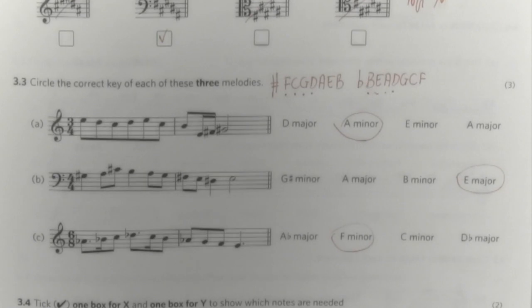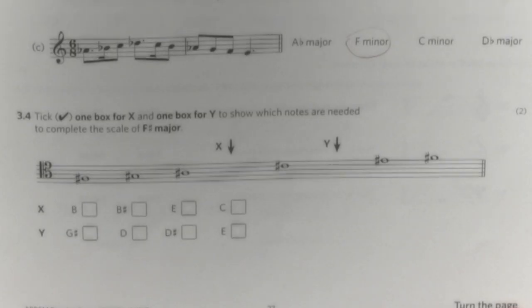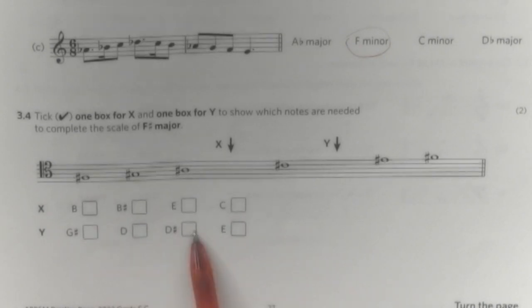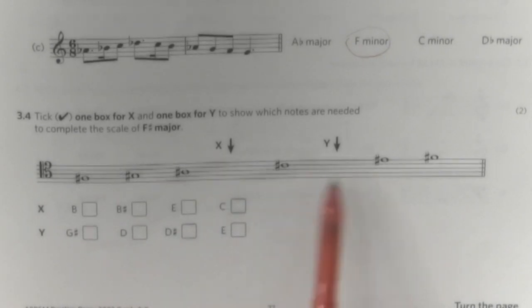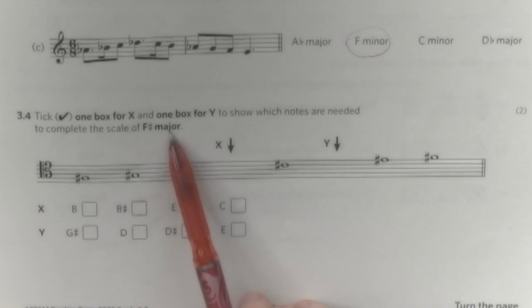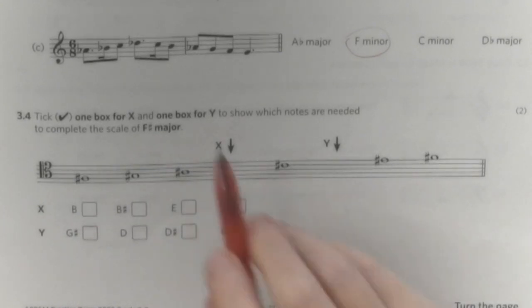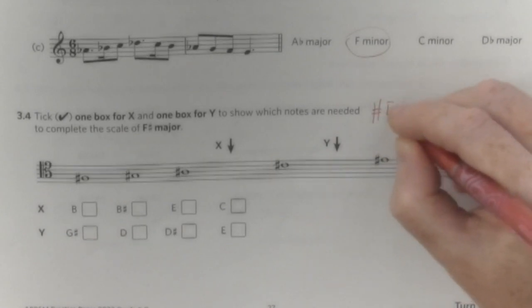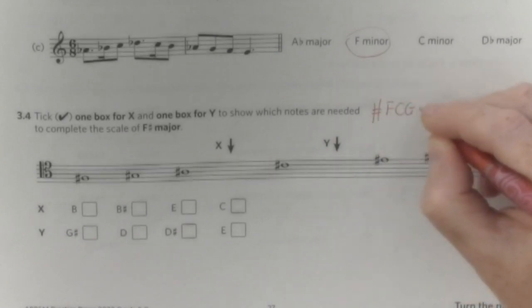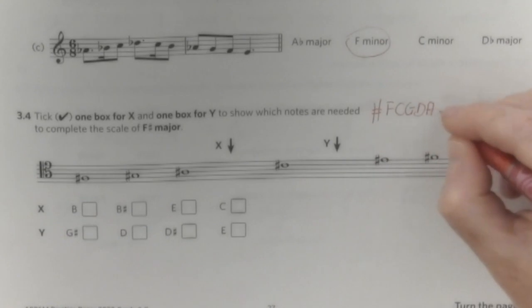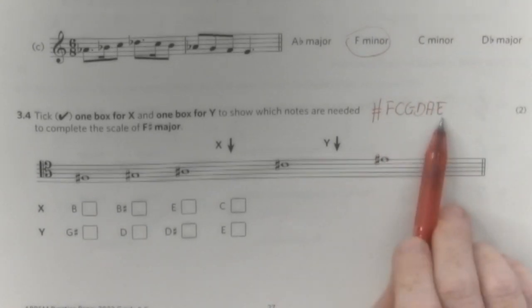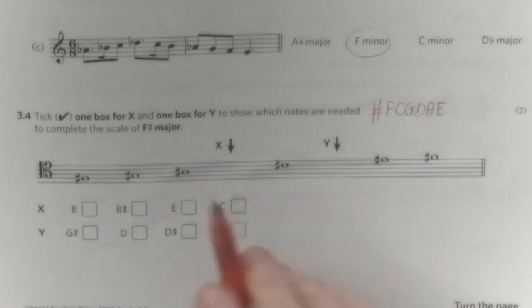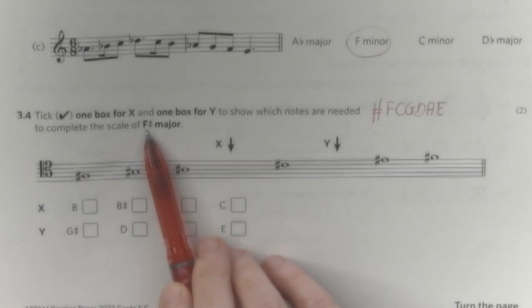Question 4. In this question, we are asked to take the note to complete the scale of F sharp major. Now, F sharp major, F sharp minus one semitone is E. So fun, colouring, gigantic drawings after eating. These are all the sharps included in the key signature of F sharp major.